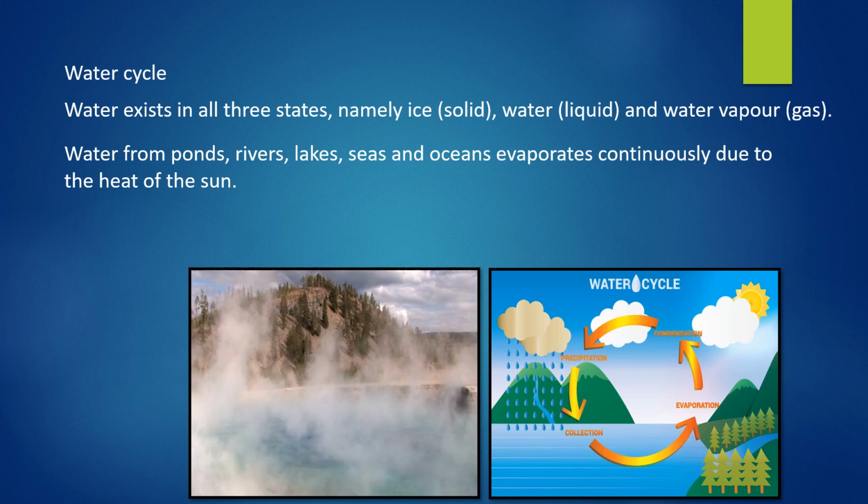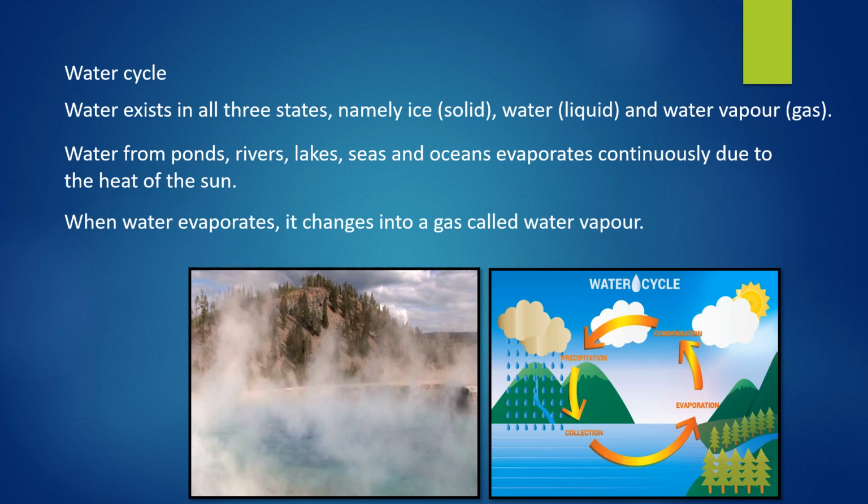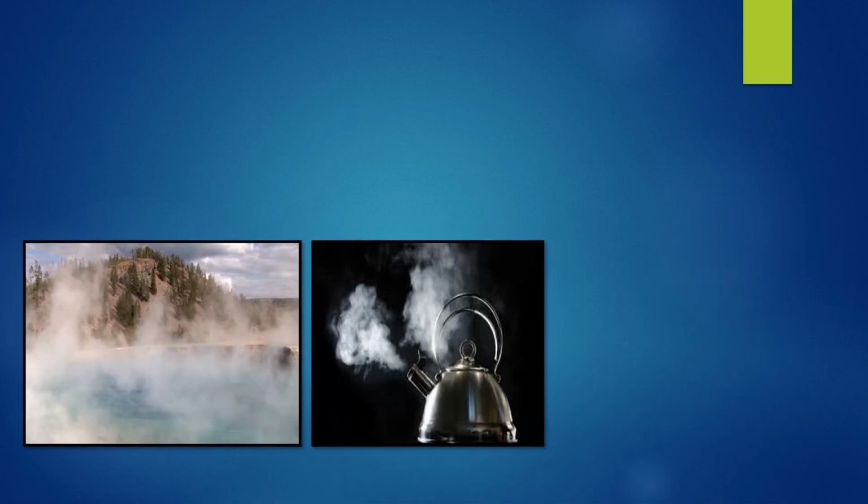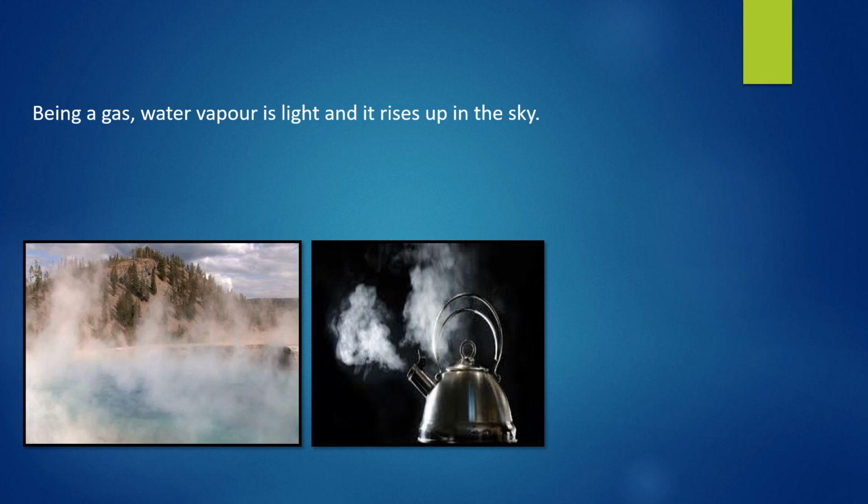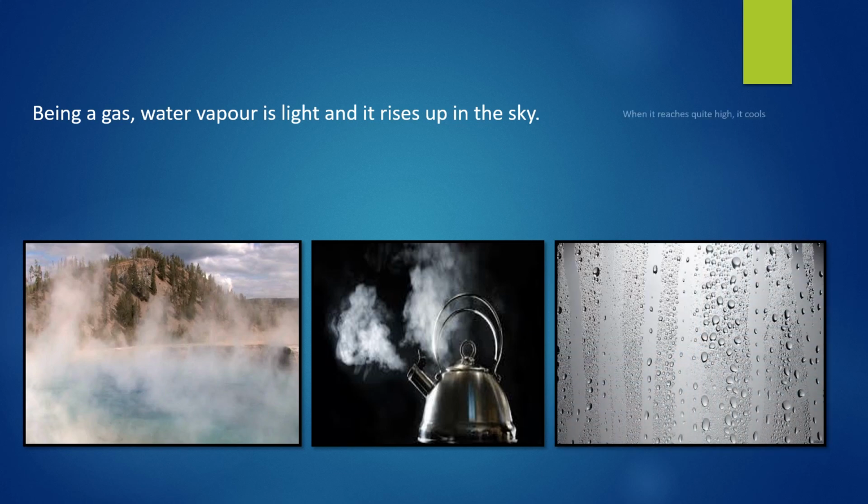When water evaporates, it changes into a gas called water vapor. This process is called evaporation. So water becoming gas by the heat of the sun is called evaporation. In these two pictures we can see water vapor by heating. Being a gas, water vapor is light and it rises up in the sky. Whenever water becomes vapor, it rises up in the sky.